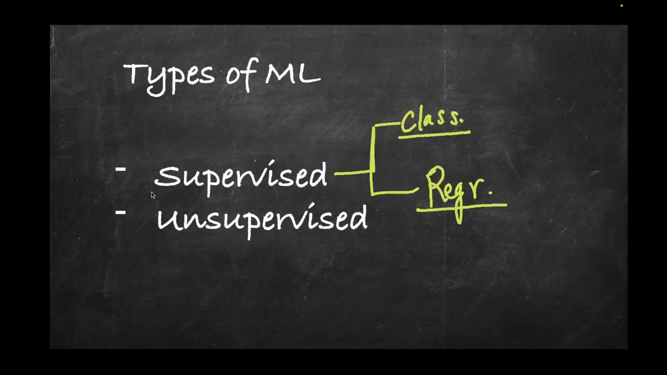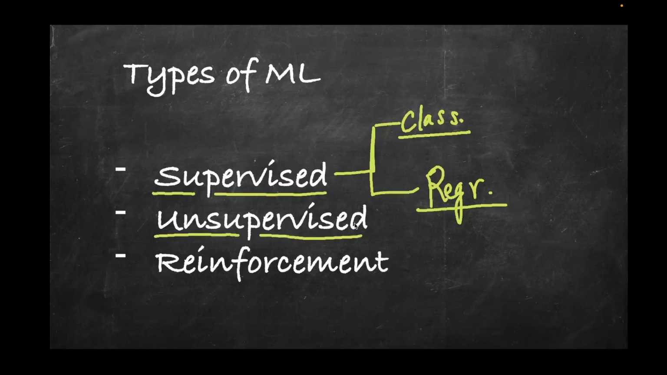Supervised learning is about finding the relation between the X and Y values, and unsupervised learning is about finding the hidden patterns in the data. Next up, we have reinforcement learning, where it learns from a reward-based system. Like the model has to achieve a task to get a reward.